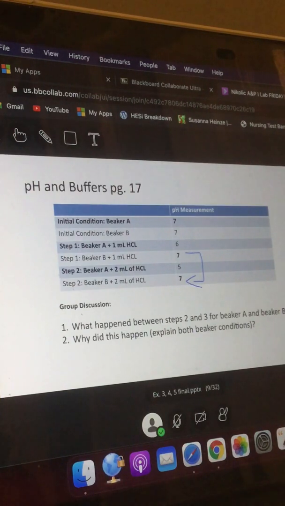What happens there when we add another 2 milliliters? It stays the same. Just to highlight this point, beaker B started at 7. With 1 milliliter of hydrochloric acid, it remains 7. With an additional 2 milliliters of hydrochloric acid, it remains at 7. Which means what? Which one of these beakers has the buffer in the solution, A or B? B. We're done. We now showed by adding an acid component which one of these beakers has the buffer inside.